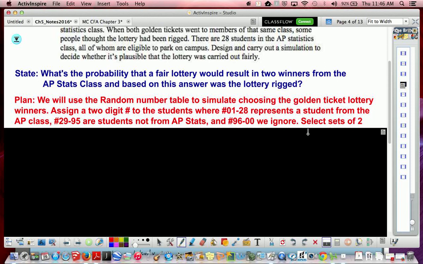So, start with the random assignment. I'm going to use the random number table to simulate choosing the gold ticket winners. I'm going to assign a 2-digit number to the students where 01 to 28 represents a student from the AP Stats class. 29 to 95 are not from the AP Stats class. 96 to 00 we ignore.